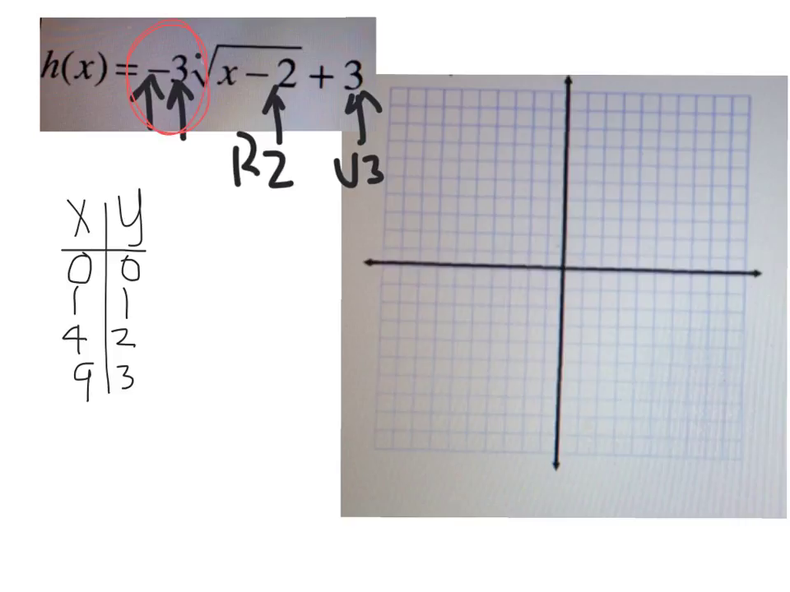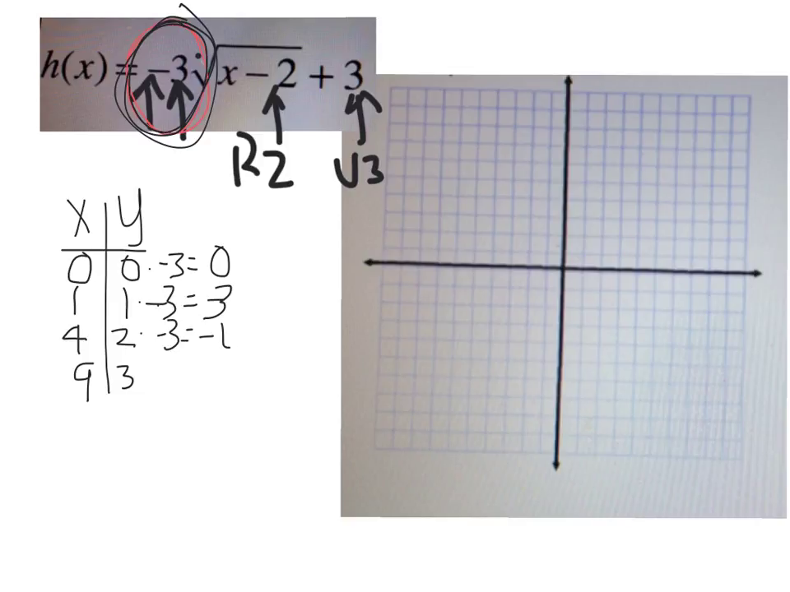Now because we've got this vertical stretch of -3, we're going to multiply each of these y values by -3. So this is still going to be 0, 0. This one's now going to start off at 1, -3. This one's now going to start off at 4, -6. And this is going to start off at 9, -9.